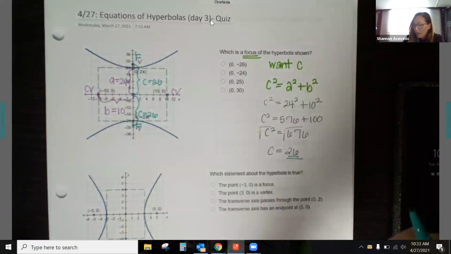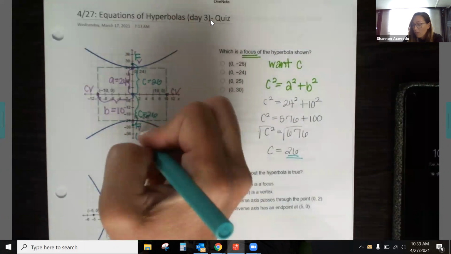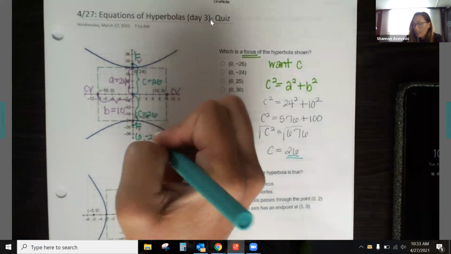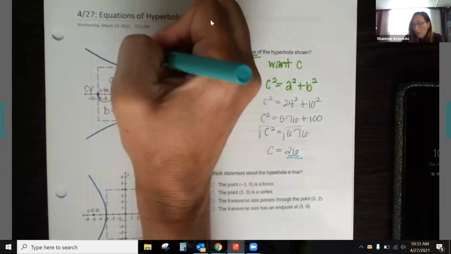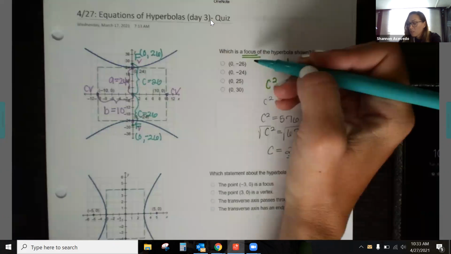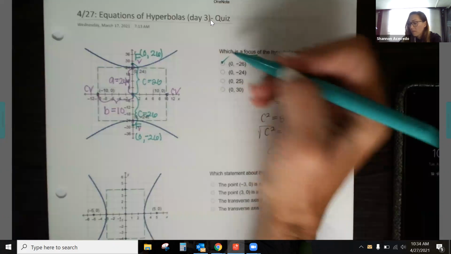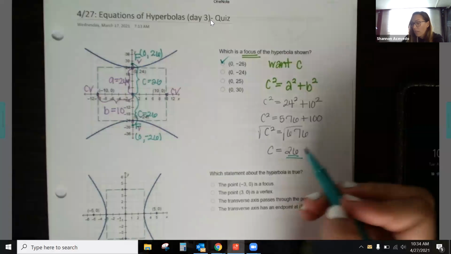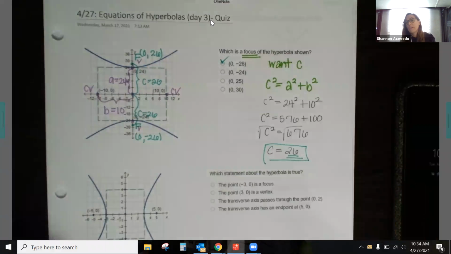So I have a focus here at (0, negative 26) and here at (0, positive 26). I look over at my answer choices, and there's my correct one. So again, to find my focus, I need to identify what my C value is.